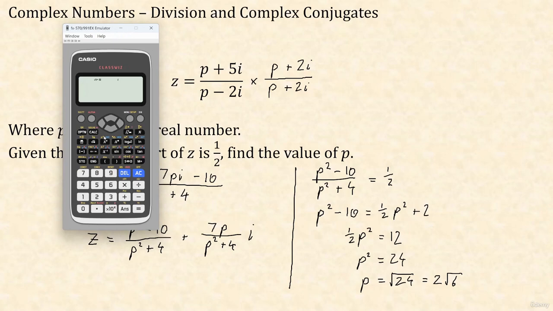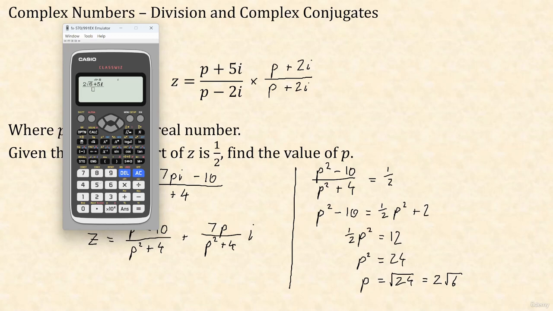So let's key this in. I'll set up my fraction. So p is 2 root 6. So we can just key this in. 2 root 6. And that's plus 5i. Plus 5. And where's i? Well, i is here, right? It's that purple one here. And I just press it. I don't need to press shift or anything. There it is.